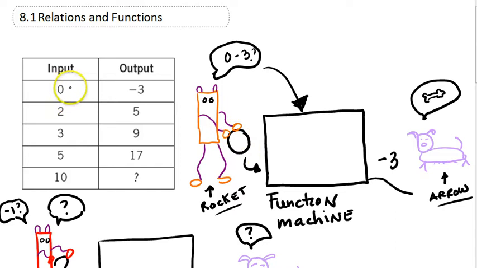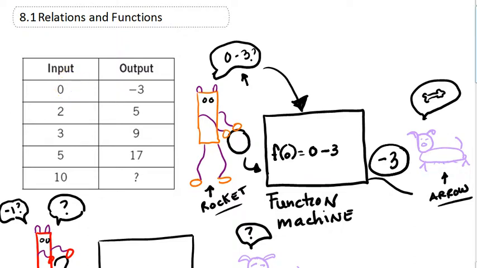Now you can see Rocket has the 0 from our input machine, and he dumps it into the machine, and out pops a -3. Now Rocket thinks that what happened to his 0 is that 3 was subtracted from it. So he's saying the function of his machine on 0 equals 0, or his input, -3, and he got a -3 as an output. Arrow agrees. Now they want to test it with the next input.